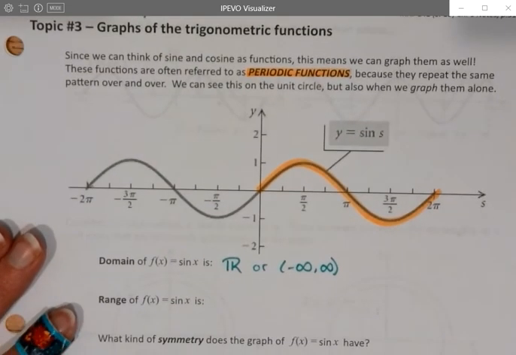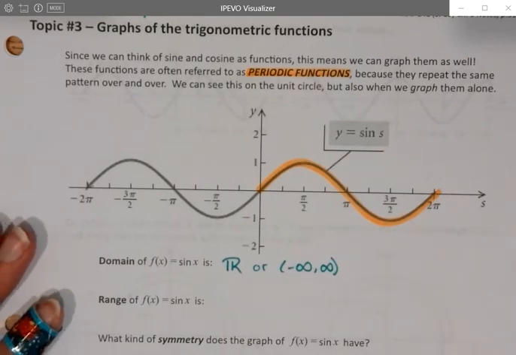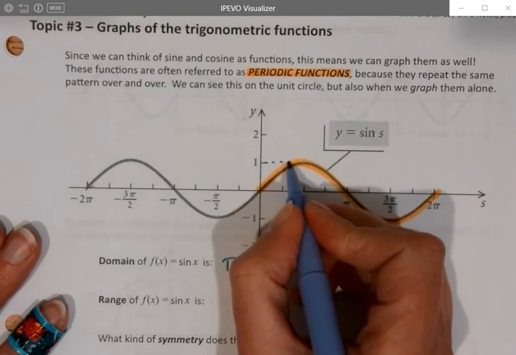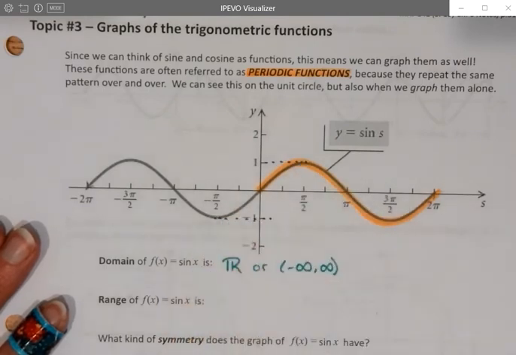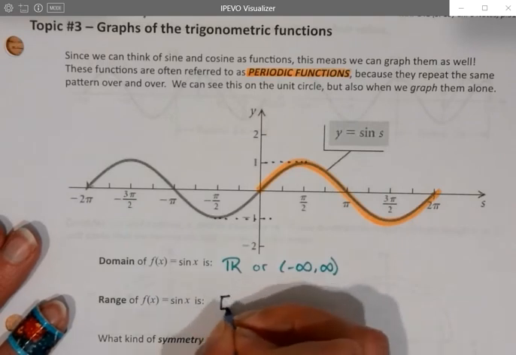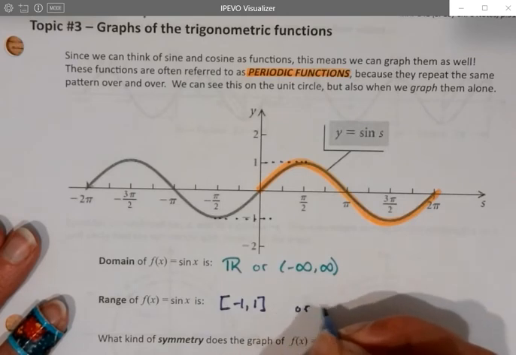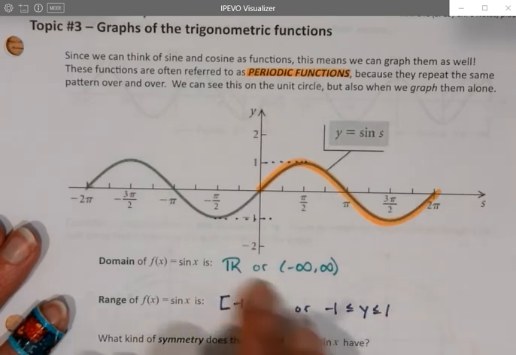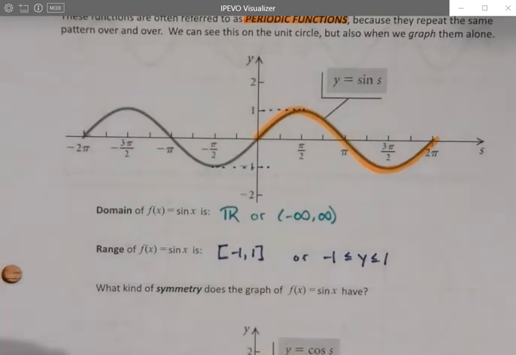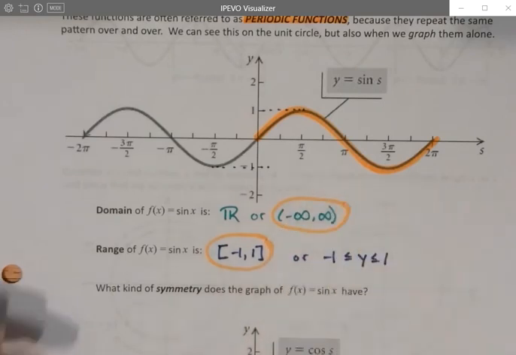But the range, since it outputs a ratio, the highest value that's ever achieved is 1, and the lowest value that's ever achieved is -1. They are achieved, so you're going to have brackets on that range, -1 to 1, or if you want to write it in set notation, you could use inequalities: -1 is less than or equal to y is less than or equal to 1. I usually prefer the interval notation, probably for both of these, so I'll circle those. So we have our interval notation for our domain and for our range.